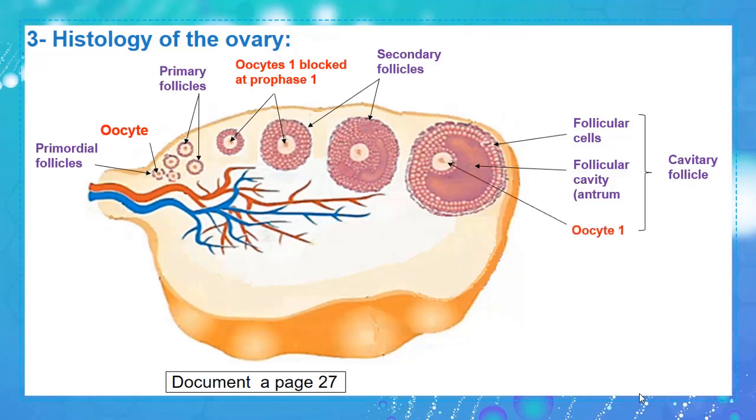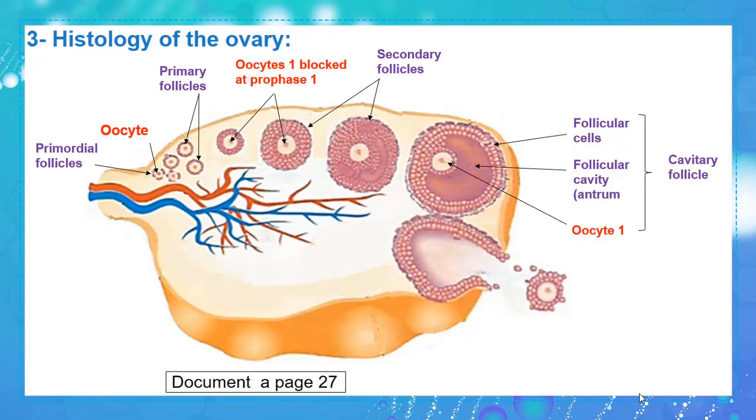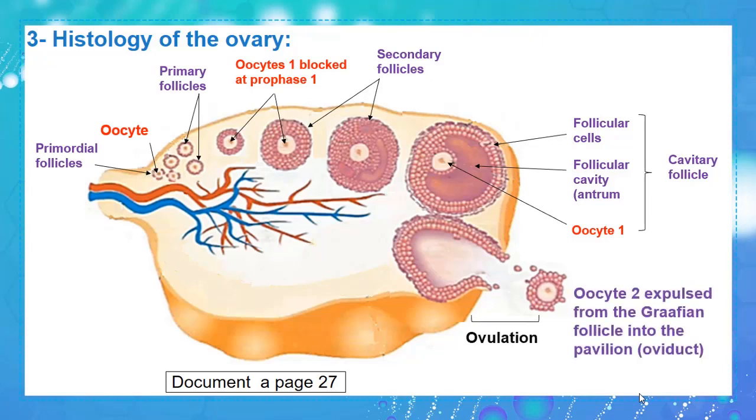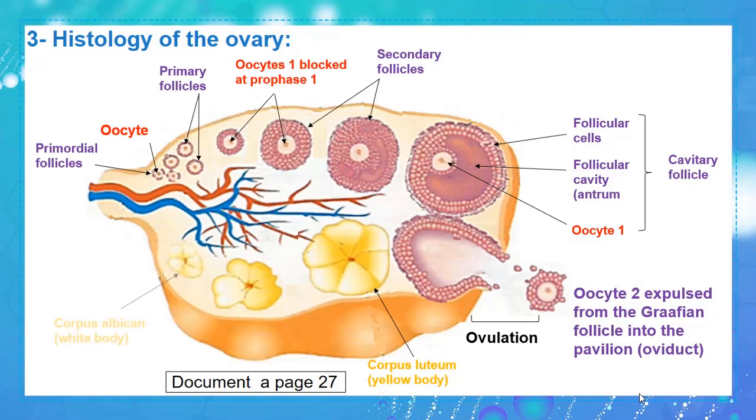This tertiary follicle will continue to grow in size until it becomes a mature follicle ready to burst and push the oocyte 2 outside towards the pavilion of the fallopian tube. This mature follicle is called the Graafian follicle. Then the ruptured follicle will transform into a functional structure called corpus luteum or yellow body that continues its transformation into a non-functional structure called the corpus albicans or white body.